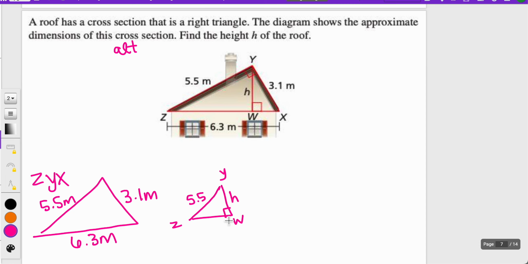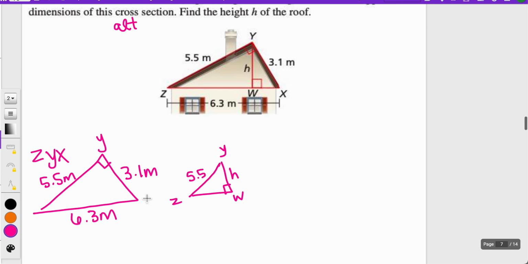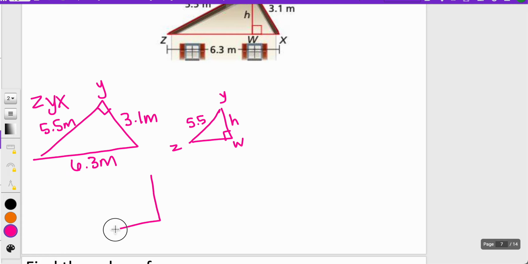So W is showing this right angle for the smaller one, whereas angle Y up here is showing the right angle for the second one. Okay, so you may want to picture this as kind of flipped upside down. So if I maybe redrew the larger one, here is angle Y with the right angle, and that would mean 5.5 meters is here and 3.1 meters is here. What I'm trying to do is just get oriented with the numbers that can match, okay?